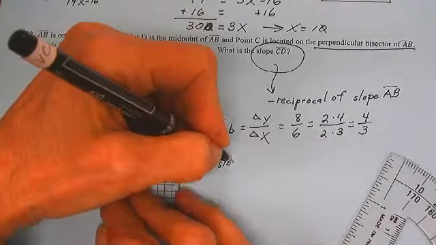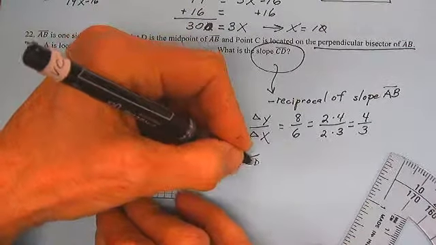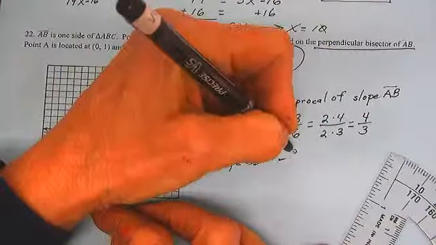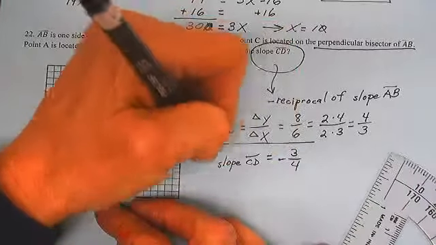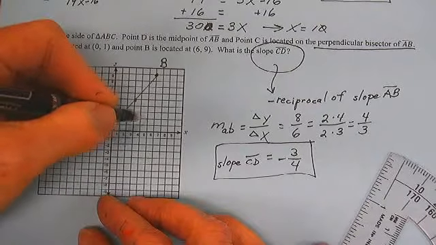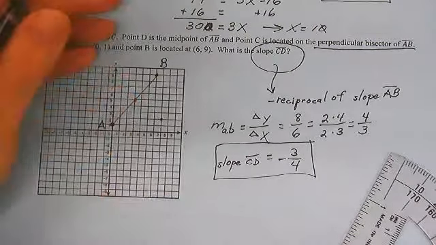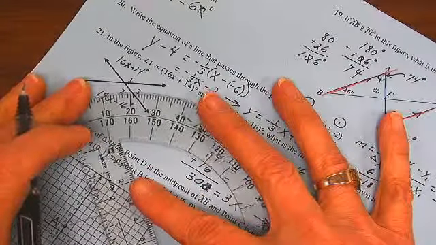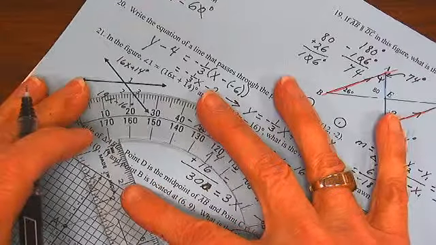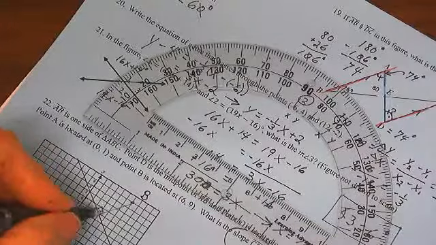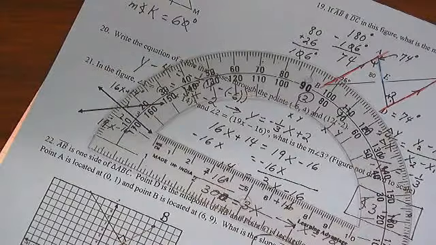The slope of CD is the negative reciprocal of that, -3/4. Down 3 over 4. I can even draw that puppy. And with my little handy dandy protractor, I can prove that is a right angle. I am done. If you can solve all these problems, you are ready for this test.